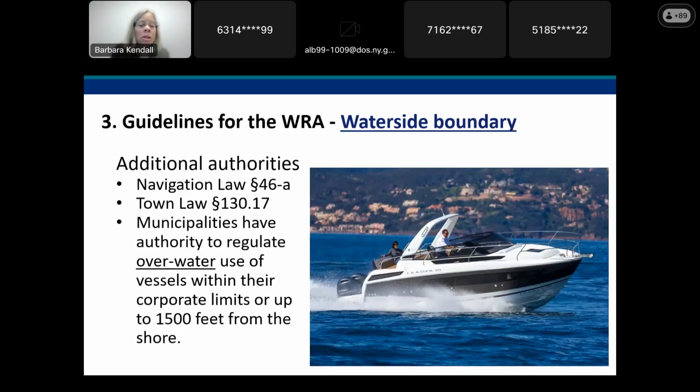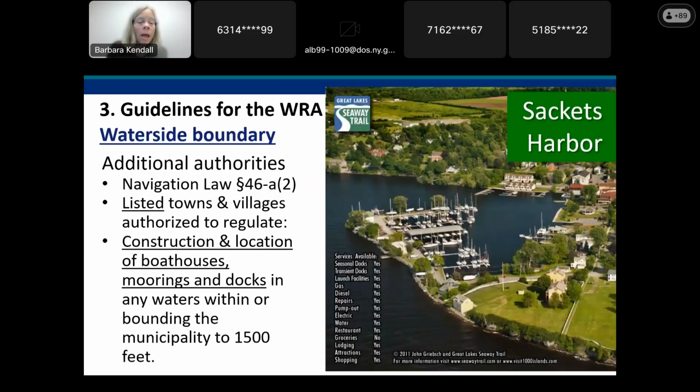Some of those additional jurisdictions that exist in state law are Navigation Law 46A and Town Law 130.17, which give municipalities the authority to regulate overwater use, boating, and speeds of vessels and things like that. Those were put in place before our harbor management area regulations and the revisions to Article 42. So these things already existed, and some communities have two jurisdictions.